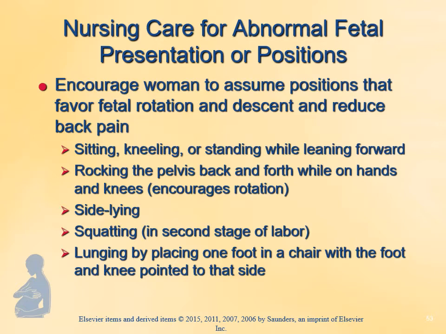So we can do things like sitting, kneeling, standing. We can get her on her hands and knees, which helps the baby to possibly rotate into a more occiput anterior position. We can use sideline positions, squatting positions, especially in the second stage of labor when she's pushing. And then sometimes another good idea is placing one foot on a chair with the other foot down on the ground, and that kind of helps create her pelvis opening even larger.